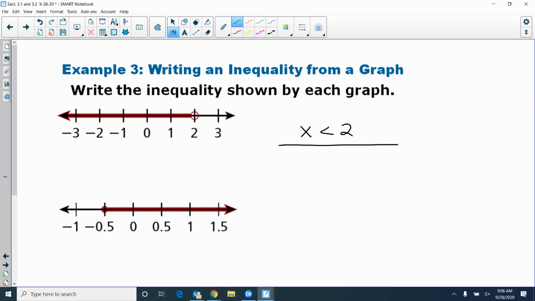So take a look at that second one. You got that graph, Zachary? x is greater than or equal to -0.5. Okay, that's all you got to do. It's going backwards. They're giving you the graph. You give me the inequality. All right.